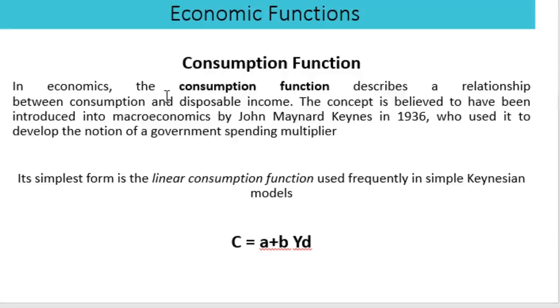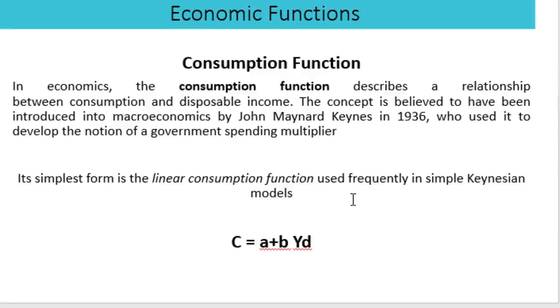That is, the consumption function describes the relationship between consumption and disposable income, and the concept was introduced by J.M. Keynes, who developed this notion to explain the government spending multiplier.